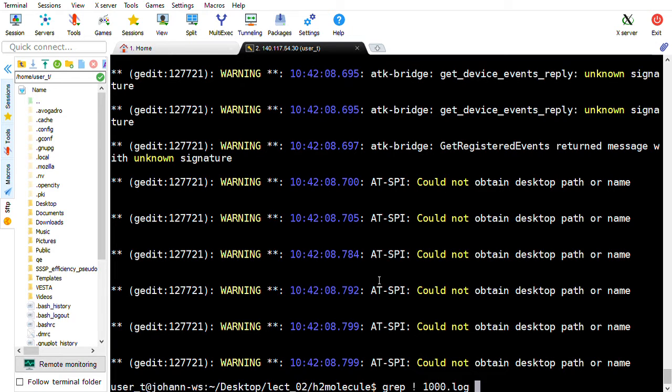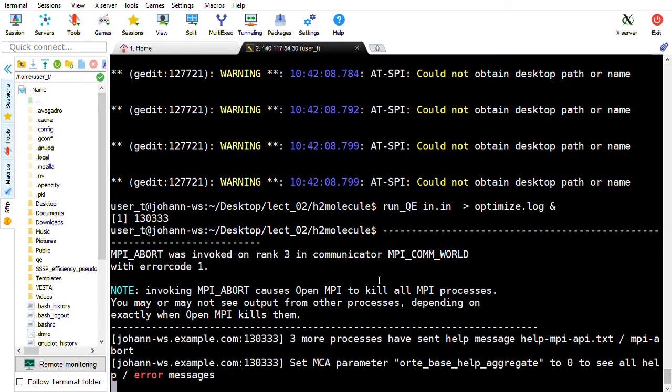So let's try that. So the output I write now in optimize.log. By the way, when we put relax there as an option, we do not change the size or shape of the unit cell. We only change the position of the atoms. Good. So let's try that and put that in the background.